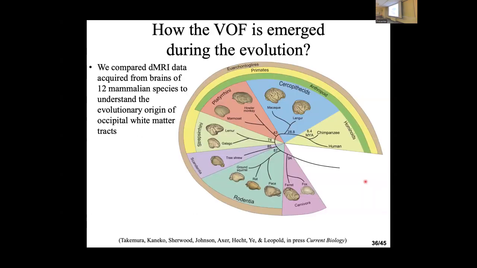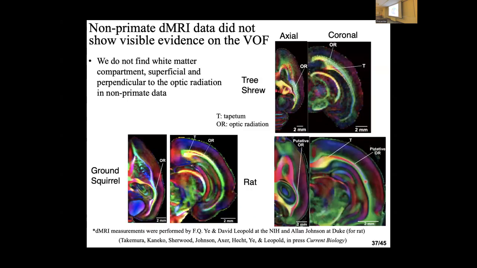So the question is, if we look at non-primates, how much can this white matter architecture, or organization principle with the spatial layout, be preserved? For this reason, we looked into four non-primate species: tree shrew, ground squirrel, rat, rodent, and paca. Then I just picked three pictures here.